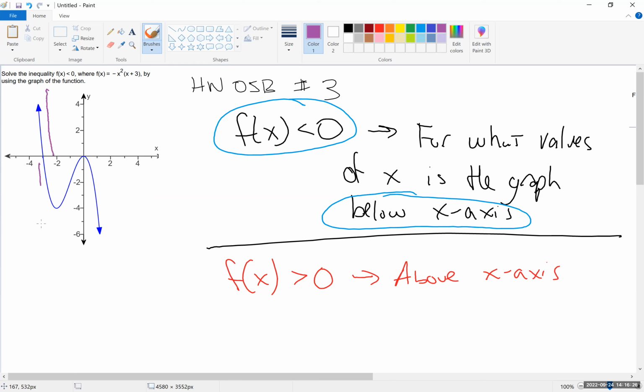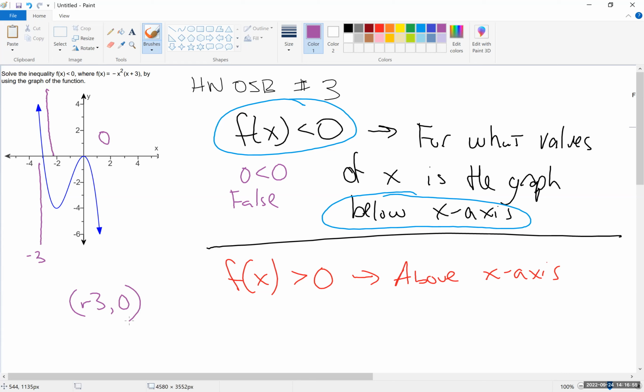Starting at -3, our graph is below. At 0, it touches 0, but is 0 less than 0? That is false. 0 is not less than 0. So what does that mean? We're going to use a parenthesis. So it's going to be from -3 to 3.